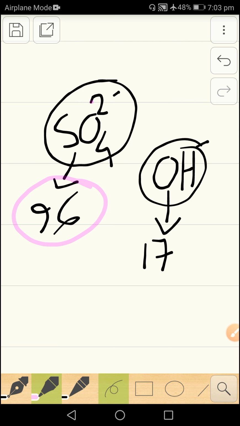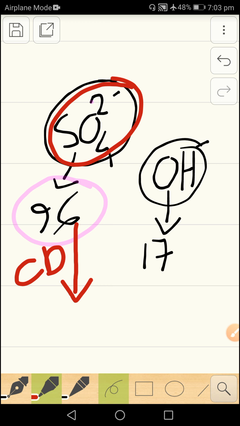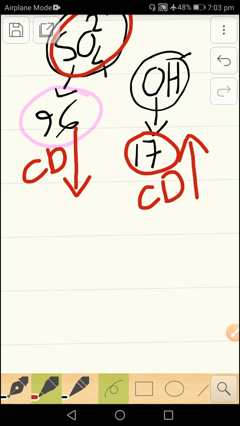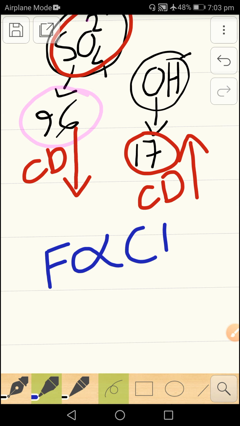Okay, so this sulfate has a very large surface area. So what about the charge density around this sulfate ion? Is it low or high? Obviously, the charge density is very low because of its size. Now tell me about the hydroxide. Its size is very small, so its charge density must be large. Okay, and you should remember that the attractive force is directly proportional to the charge density.